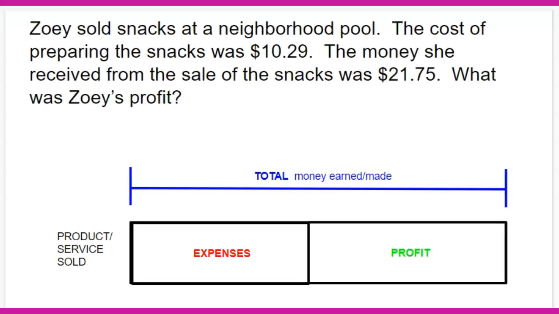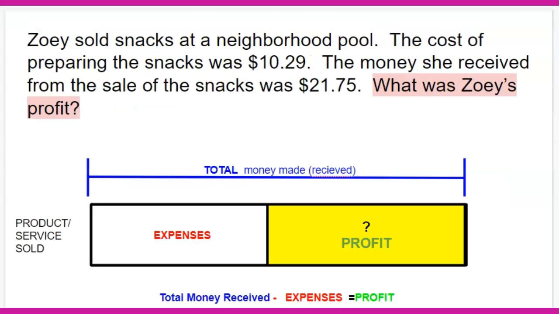Zoe sold snacks at a neighborhood pool. The cost of preparing the snacks was $10.29. The money she received from the sale of the snacks was $21.75. What was Zoe's profit? Think about, what was the question? The question is, what was Zoe's profit?